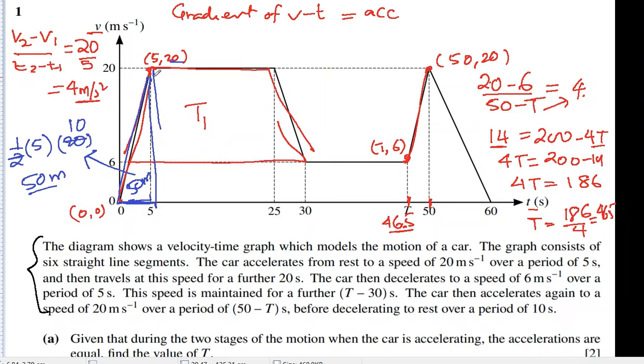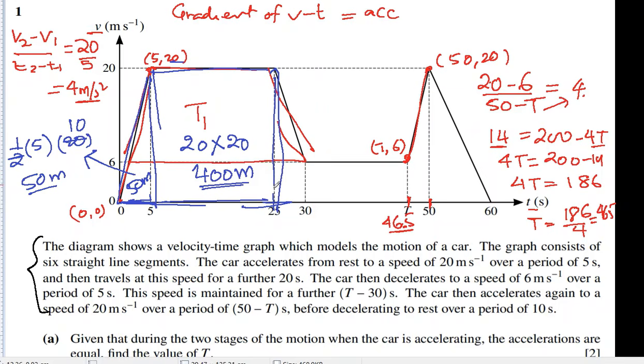Then we can talk about this rectangle. Okay, this rectangle. Here the length is 5 to 25, 20, multiplied by the height, which is also 20. So 400 meters during this period.